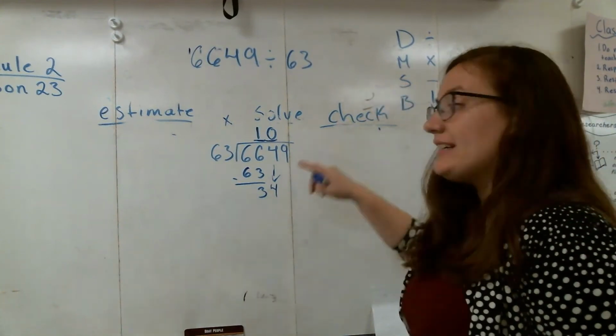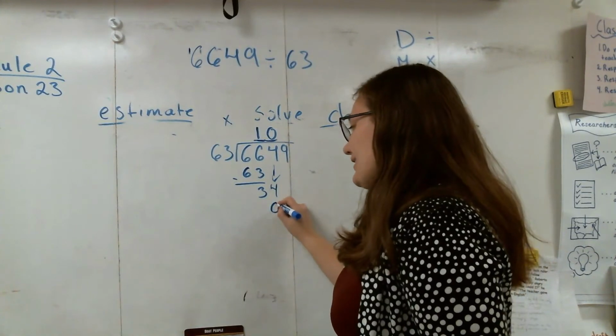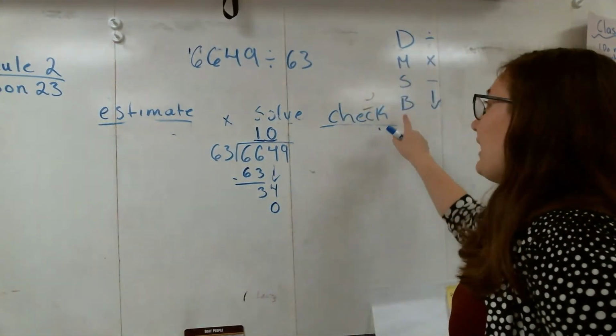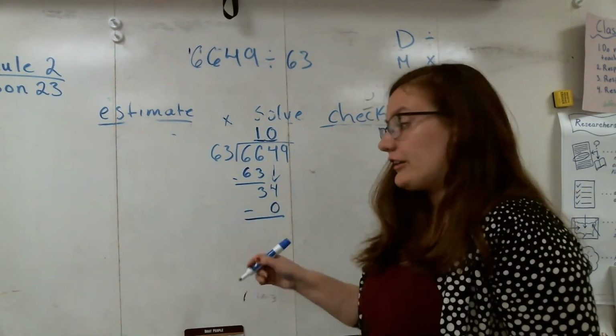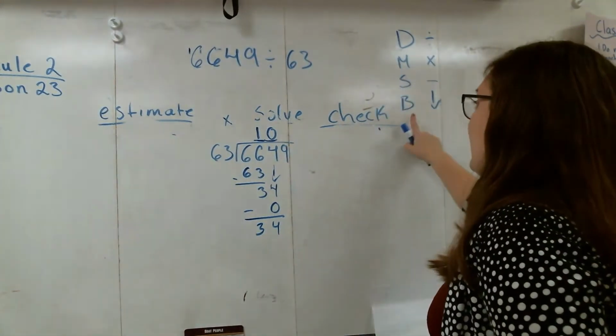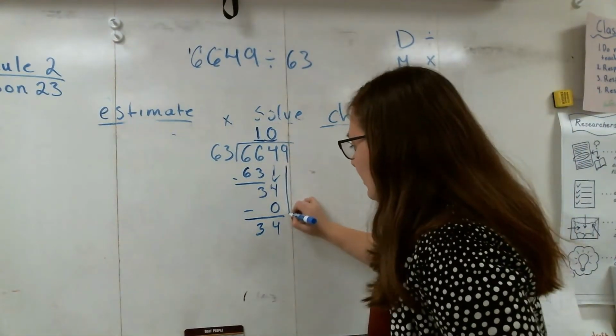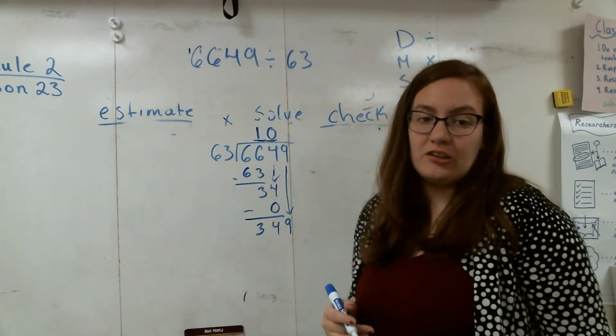So for my multiply step, I do 63 times 0, which is just 0. And now I'm on my subtract step. So I do 34 minus 0, and that is just 34. And now I'm on my bring down step. And now I bring this 9 all the way down, and I can continue solving my problem.